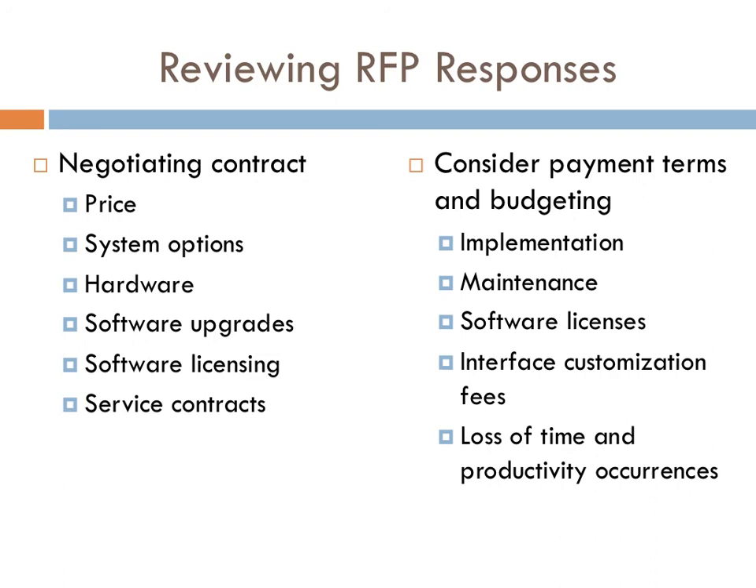So in negotiating the contract, obviously price is a key point, as well as the options that the system includes, hardware, software upgrades that are included, as well as licensing for the software, and service contracts are big as well. For the payment terms and budgeting, this goes for the implementation process, for the maintenance of the system, for software licenses, for the interface customization fees, and for the loss of time and productivity occurrences that happen during downtimes.